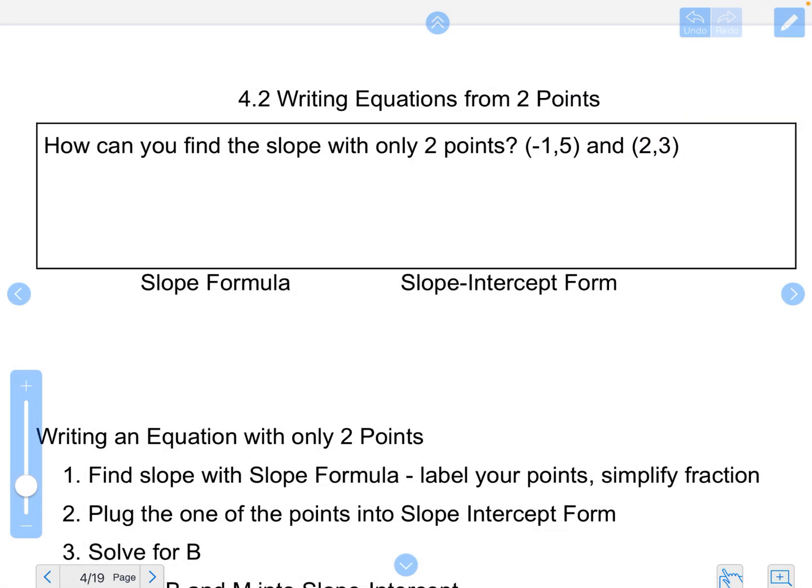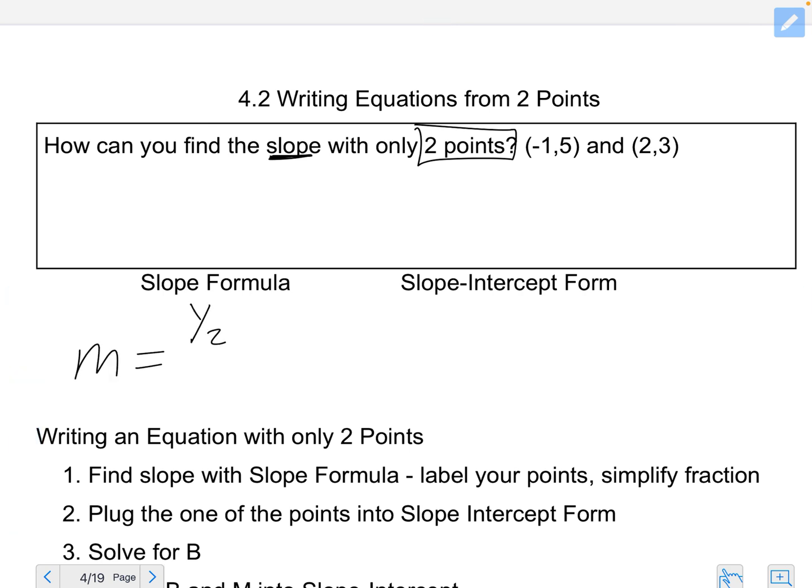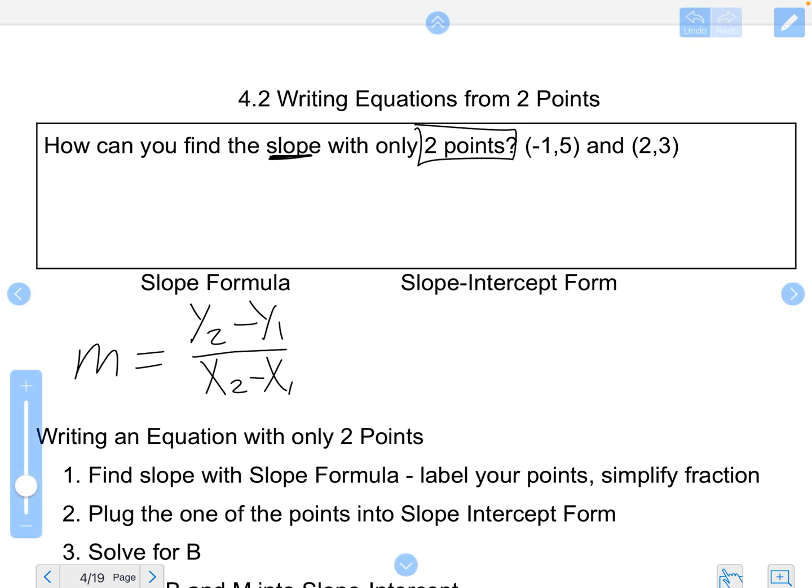So the first thing that we need to do is remember how to find the slope when we're given 2 points. And here's where we have to remember our slope formula. Our slope formula is slope equals y2 minus y1 over x2 minus x1. Remember that this is on your formula chart. It is always something you're going to have access to.